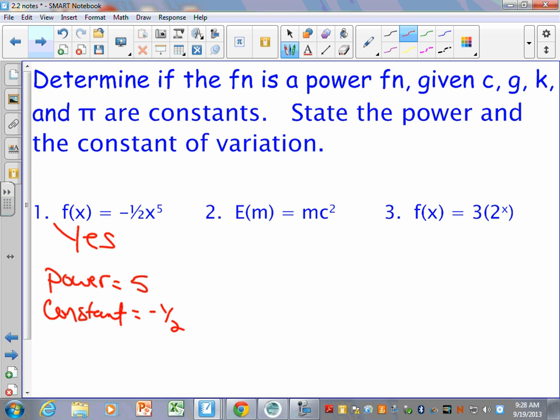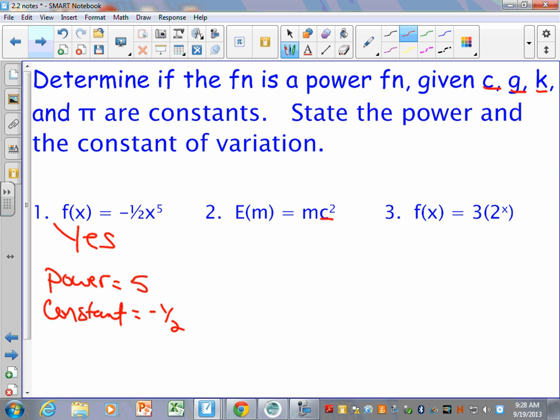So look at number 2. Number 2 is the one that people get confused by because there's lots of letters in this. It says E of m equals mc squared. Is that a power function? And if so, what is the power? What is the constant? This is where the notation should help you, and the fact that they tell us that c, g, k, and pi are constants. So if this was a power function, which maybe we haven't decided yet, what is the constant in this function? C. Lots of people want to tell me that it's the power because it has a 2 on it, right? But they tell me up here that c is a constant.